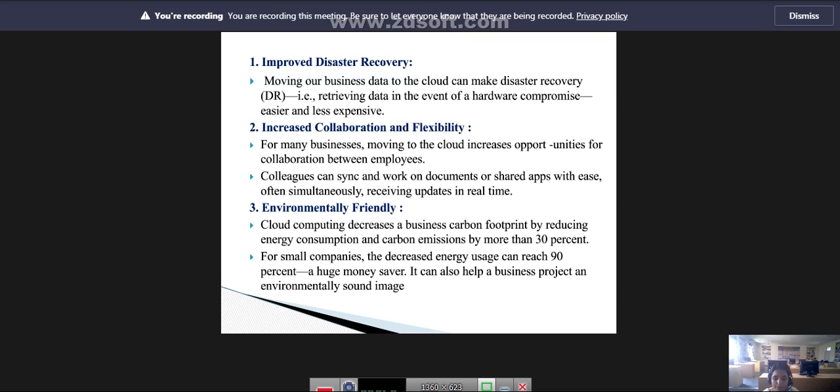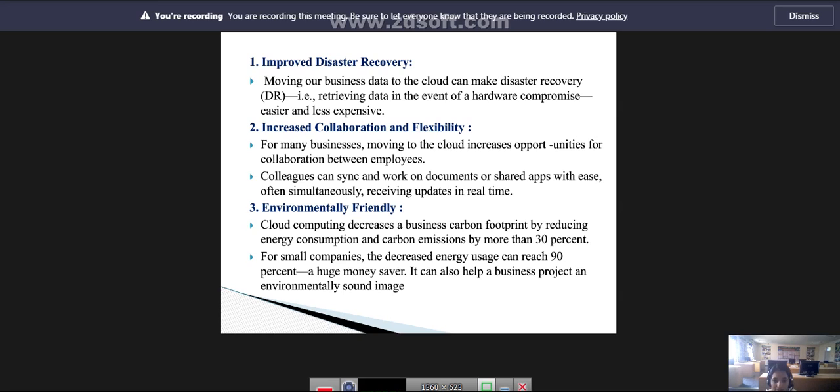So first one is improved disaster recovery. Moving our business data to the cloud can make disaster recovery, that is retrieving data in the event of hardware compromise, easier and less expensive. And we can even set up our system to back up data automatically to ensure we will be able to recover the most up-to-date information in case of emergency. So this is called the improved disaster recovery. This is the first advantage of the cloud computing.